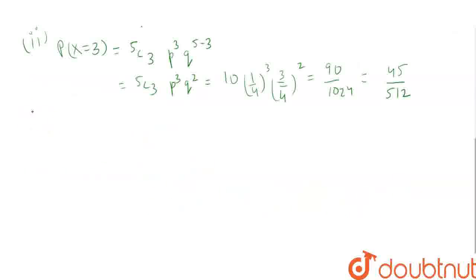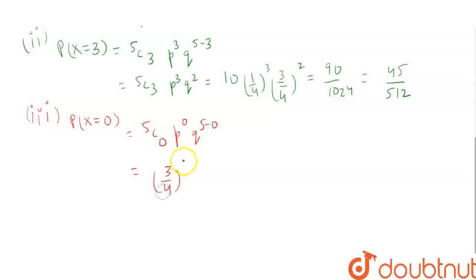And our third part is no diamonds, that is P(X = 0), which is nCr P to the power r and Q to the power n minus r, which is (3 by 4) to the power 5, that gives 243 upon 1024.